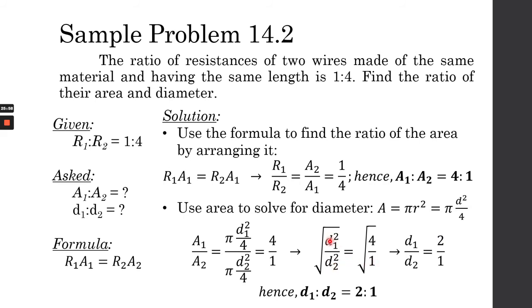We square both sides because this is square. The numerator and the denominator are both square. Just square both sides and you'll get that d1 over d2 is equals to 2 over 1. So this is the ratio of the diameter of the two wires.